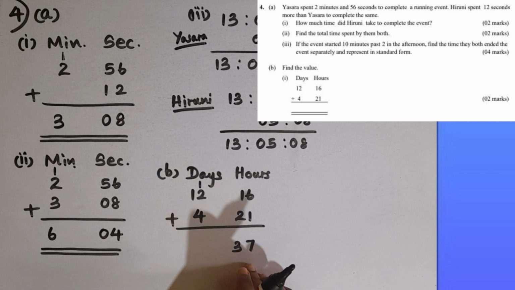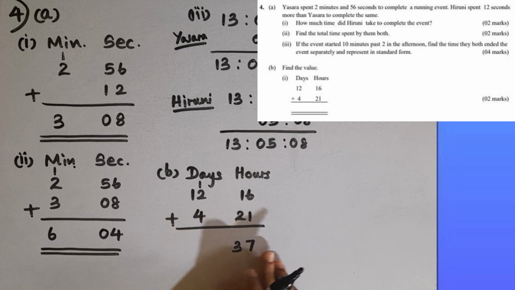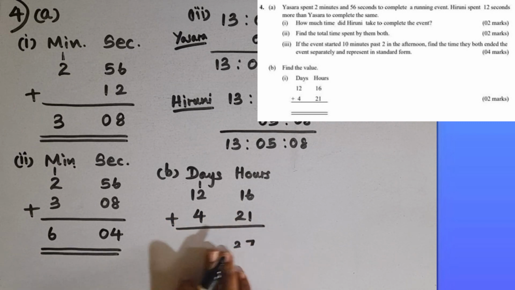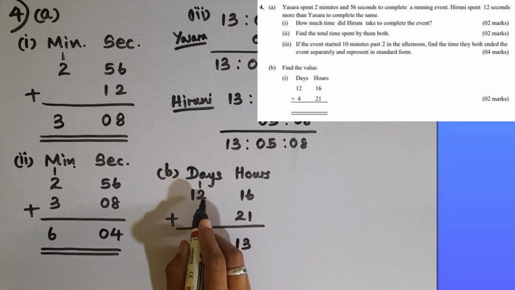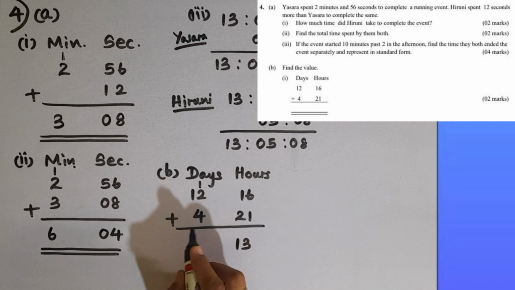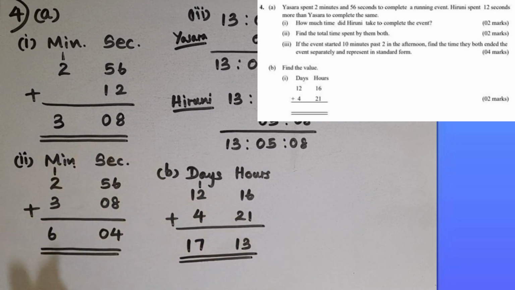Then what is remaining here? 37 minus 24 is 13. 13 hours is remaining. Then the total addition here is 17. So 17 days, 13 hours is the answer.